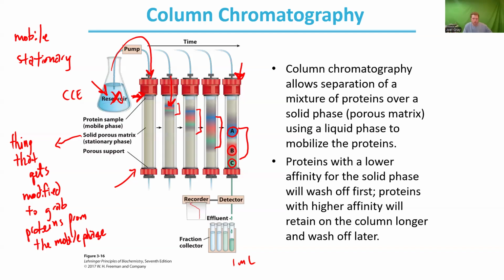C. You're absolutely right. Now, let me ask you this then, as a follow-up question. Which one of these proteins, A, B, or C, has the least affinity for the column? The least affinity for the column. If it has a high affinity, it's going to grab on and hold on to it. So our least affinity would again be C.